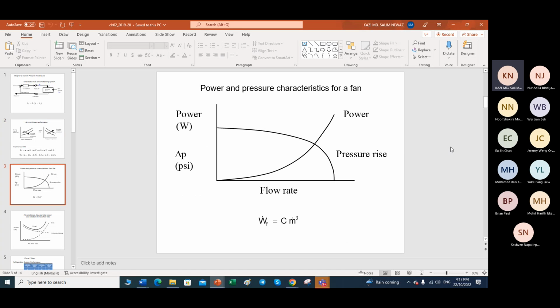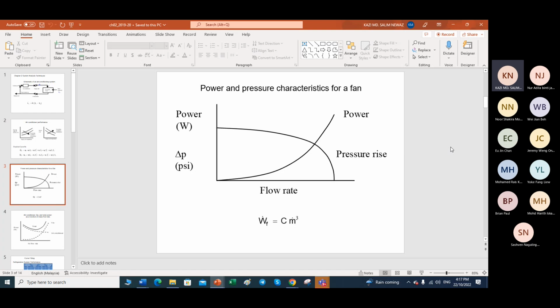We can see the power and pressure characteristics for a fan. The power will be W if we consider it, and delta P is the pressure loss in the system. Then power increases with the flow rate. We also see the Moody chart, where we can see a similar thing. And here also, with the increase in flow rate, the pressure decreases.